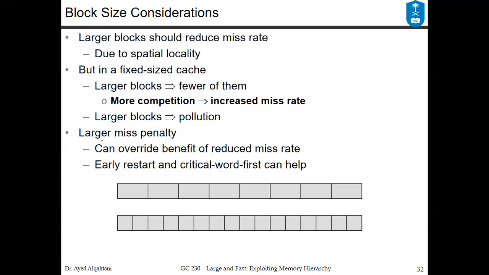Now, the larger miss penalty can override the benefits of the reduced miss rate. If you find a way to reduce the miss rate, but at the end of the day you have a larger miss penalty, then you are not doing anything. You reduce the miss rate, but you increase the miss penalty. So early restart and critical word first can help here.